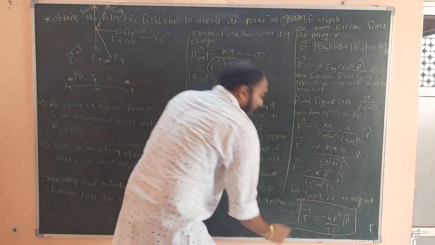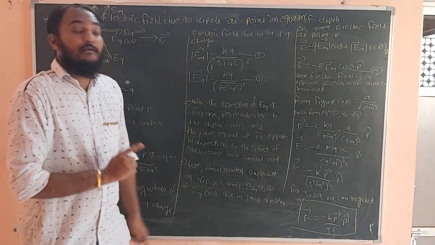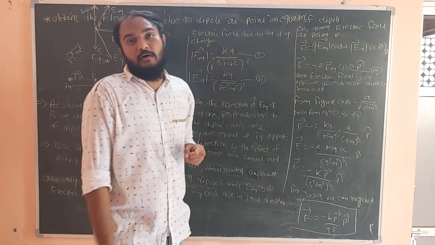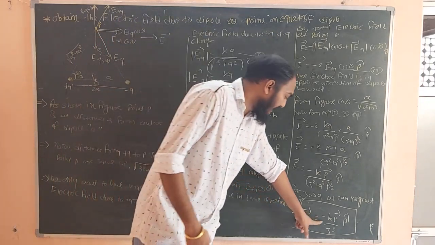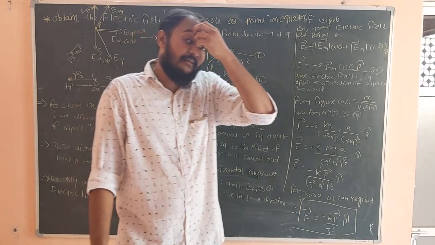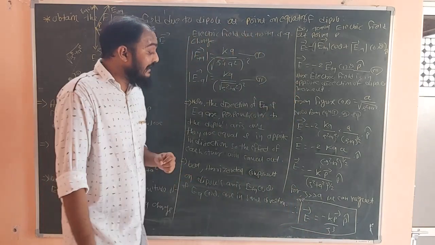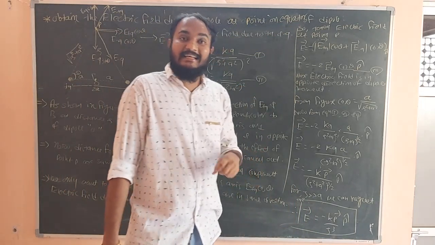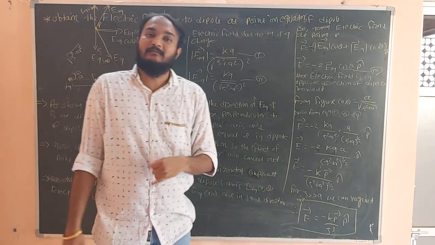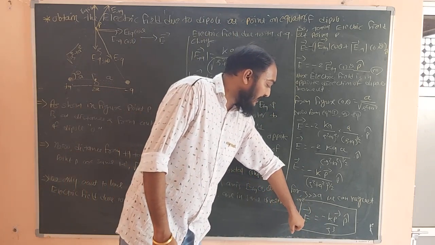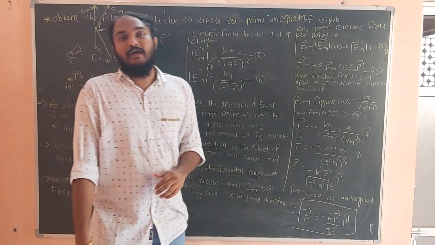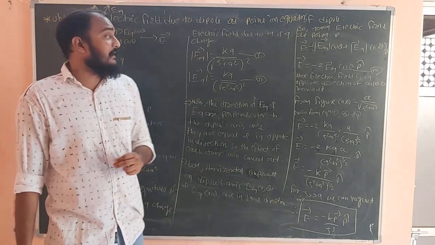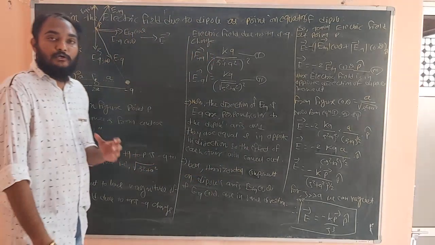So this is your equation of the electric field due to a dipole at a point on the equator of a dipole, and that is minus K P by R cube. Okay, now see the relation here. You have already seen the equation on the axis of a dipole, and that is double in magnitude and positive. But on the equator, it is half of the axis value and it is in negative form. So these are your two equations of the electric field due to a dipole.